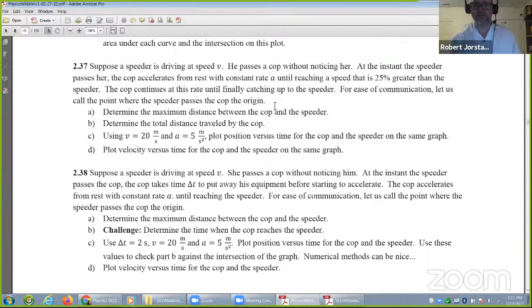Speeder is driving at speed v, passes the cop without noticing her. Cop accelerates from rest until reaching a speed that is 25% greater than the speeder. Then the cop continues at this rate. Okay. How many stages are in this problem? By that, I mean, how many sets of knowns and unknowns are you going to have to write? How many sets of equations do you need to write? What do you think?